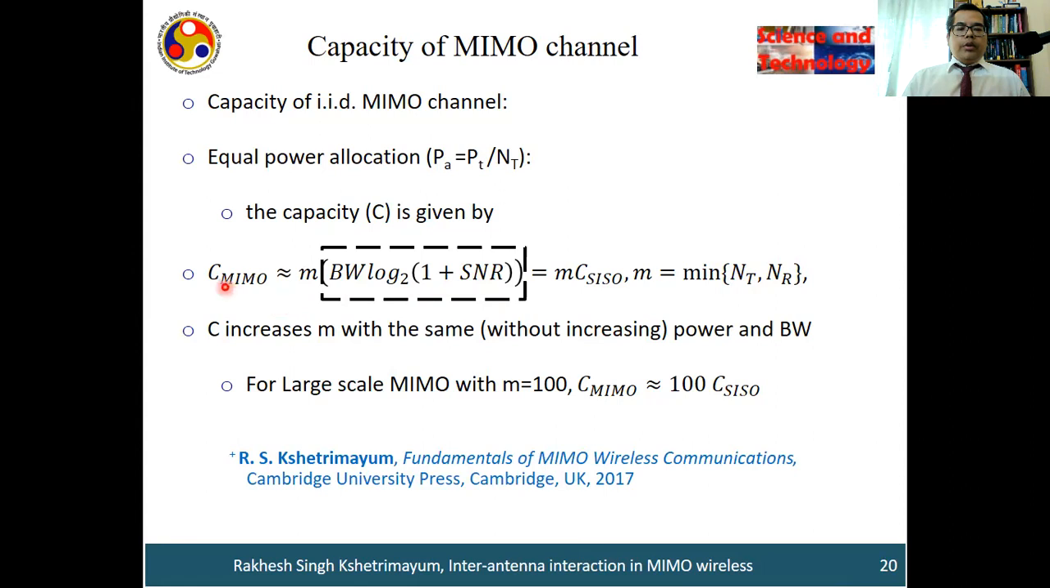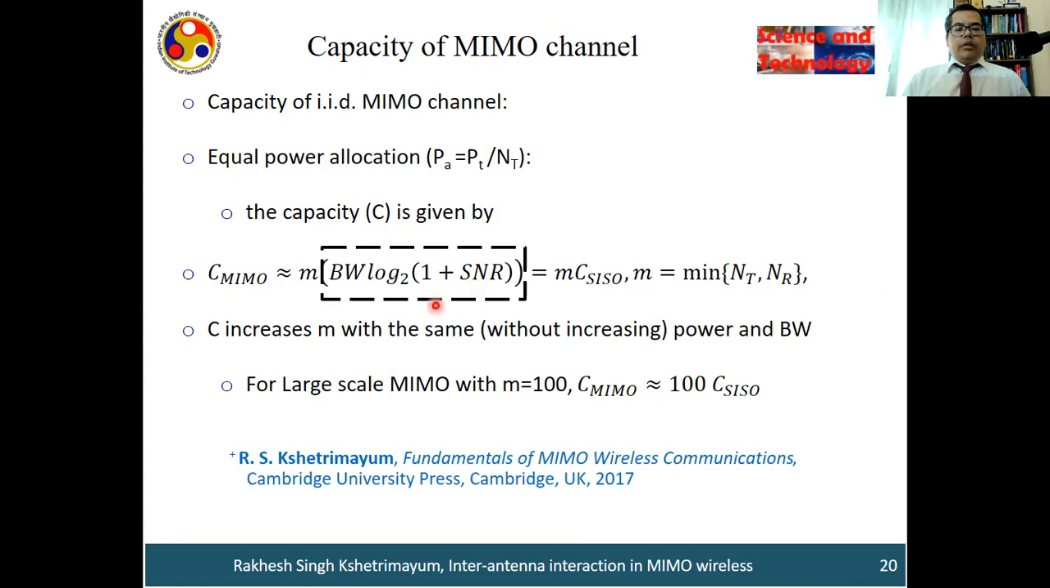So this is the capacity, the maximum data rate you can transfer over the channel for the SISO system, the traditional wireless communication system employing only one antenna. So if you want to improve the capacity for the traditional wireless communication, you increase the bandwidth. That's why people are crazy about the bandwidth. You keep on increasing the bandwidth, capacity is going to increase, data transfer rate is going to increase. And another thing is that if you increase the desired signal power with respect to the noise power, you can also increase the capacity of the traditional wireless communication system.